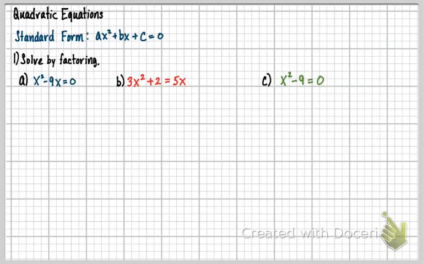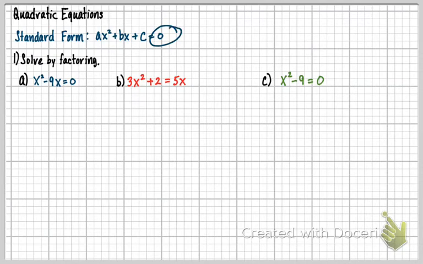So this problem says solve by factoring. But before we do, we have to make sure that these equations that we're solving for are in standard form. And that's what we see here. That says ax squared plus bx plus c equals 0. So essentially what that means here is on the right side or left side, we have to have a 0.